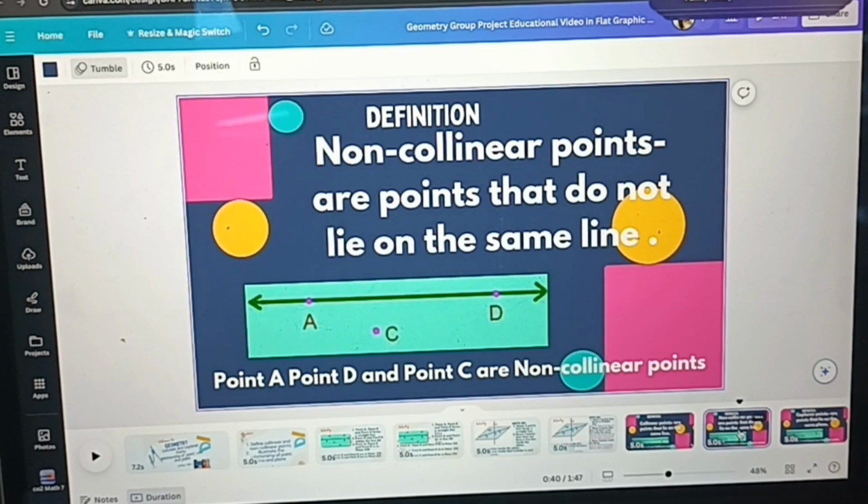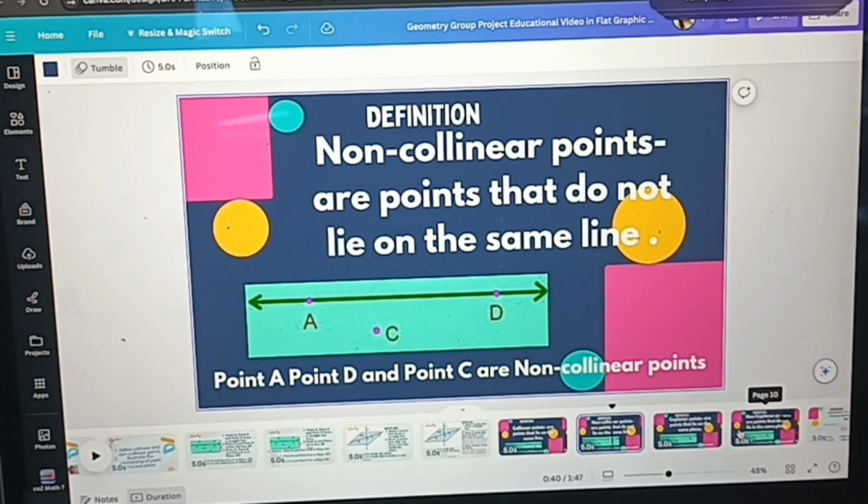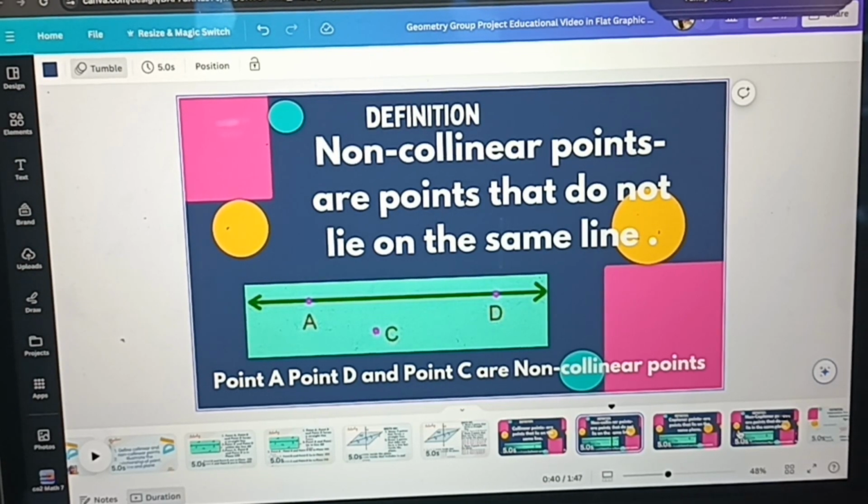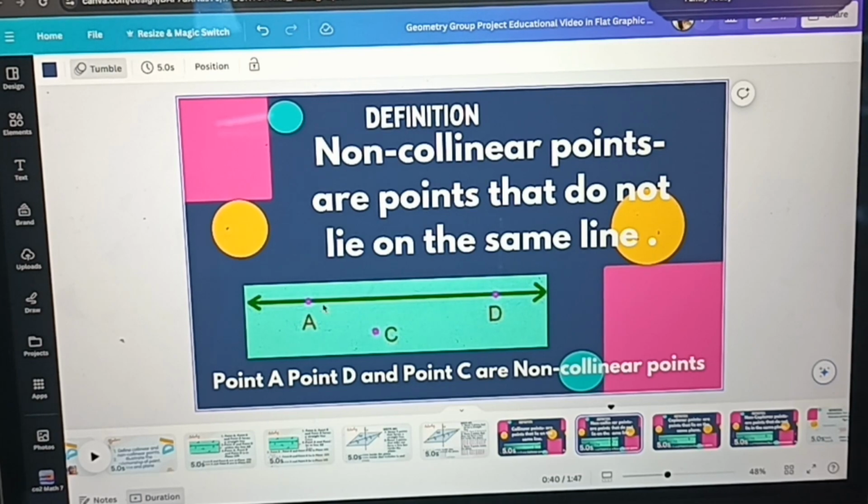Okay, next. We have here non-collinear points. When we say collinear, it forms a straight line, but when we say non-collinear, these are points that do not lie on the same line, but are inside your plane. Okay, example. We have this point A, point C, and point D. These 3 points are located inside your plane but do not form a straight line.